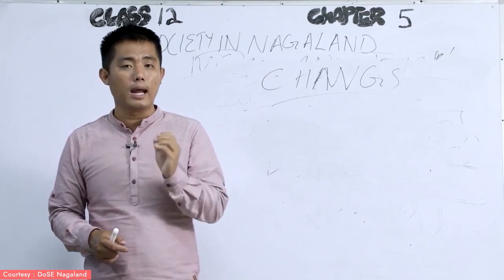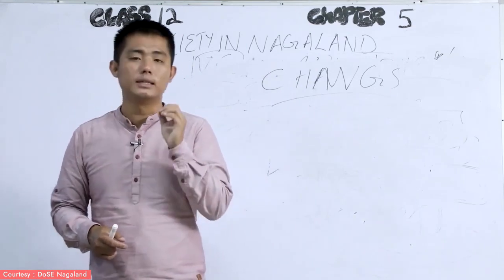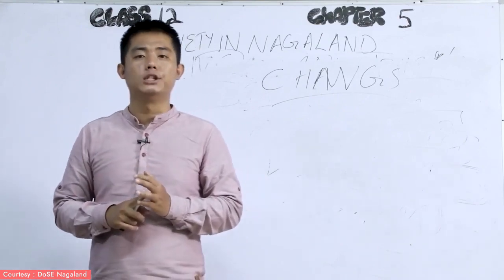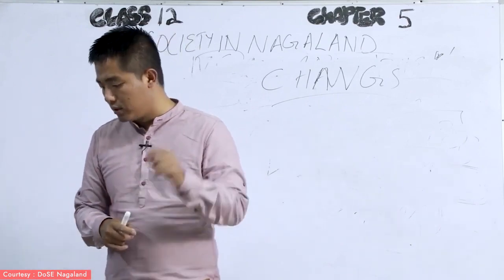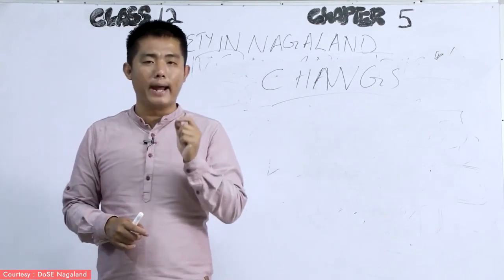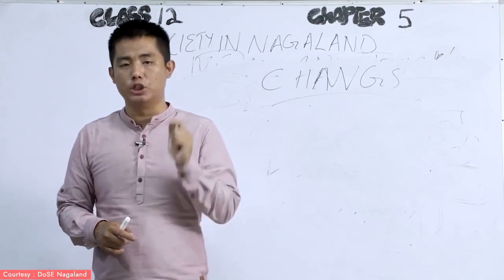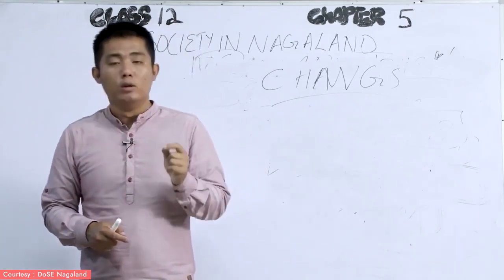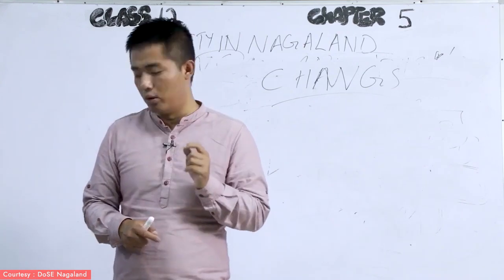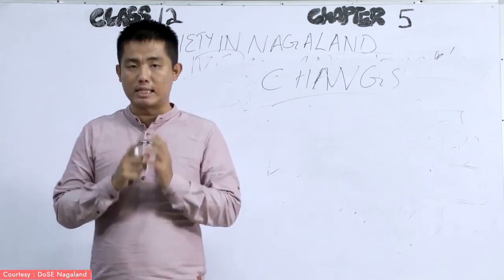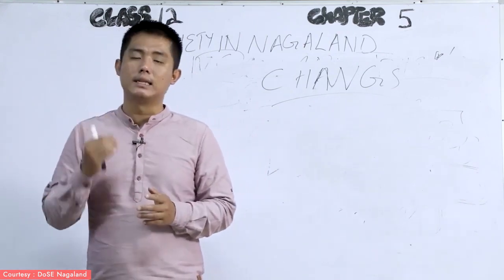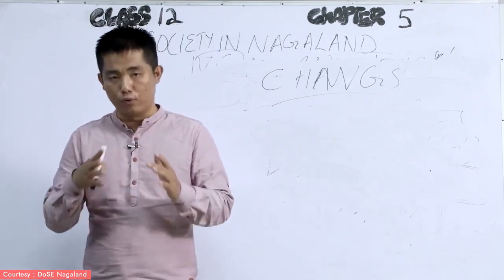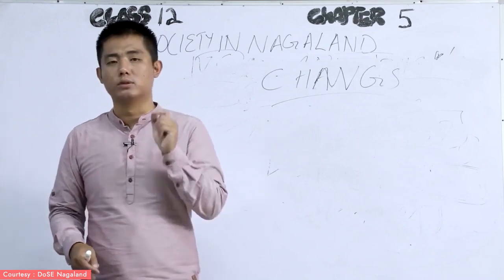K-A-N-G-S-H-A-U, Kangshau. The next is Ong, O-N-G. The next one is Hongang, H-O-N-G-G-A-N-G. And Lomou, L-O-M-O-U. So on your page number 60, the last paragraph, the first and the second line talk about the division of this group of people into 4. Kindly underline those lines also.